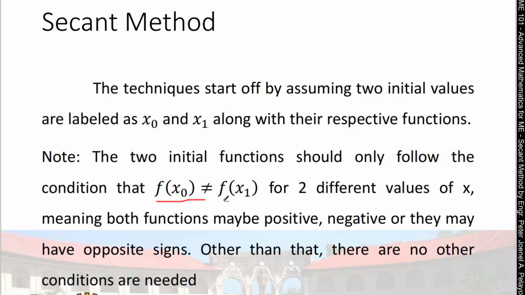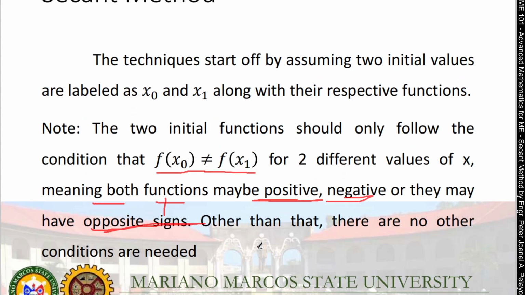Note the two initial functions should only follow one condition. Ang f(x0) natin dapat hindi equal kay f(x1). So kahit etong secant method, wala siyang bracket method. Hindi siya bracketing technique. So dapat hindi lang parehas yung f(x0) natin and f(x1). So, for two different values of x, meaning both function, pwede silang both na positive, pwedeng both na negative, or opposite signs. Yung parang ginagawa natin dati na may negative and then merong positive. Other than that, there are no other conditions needed.